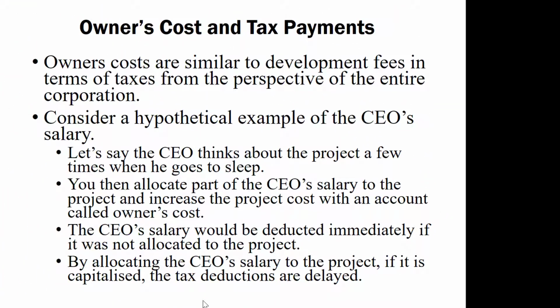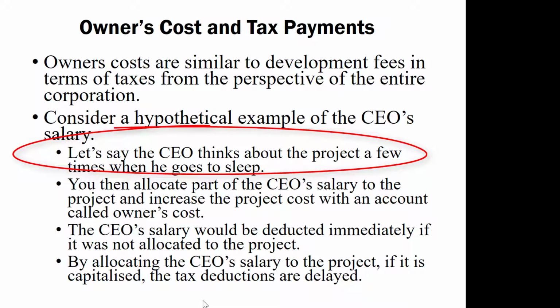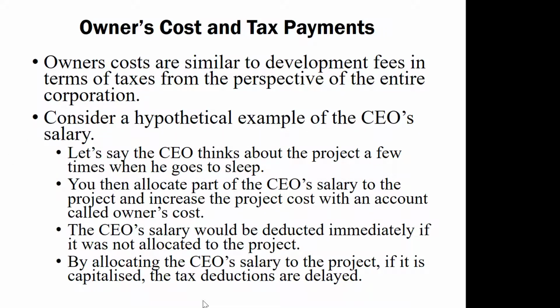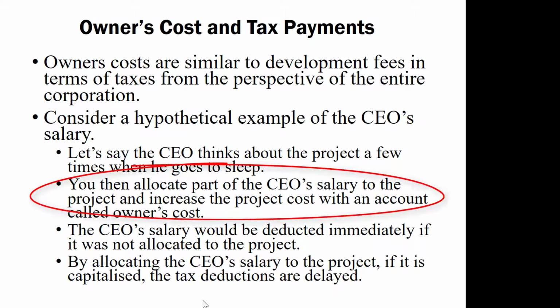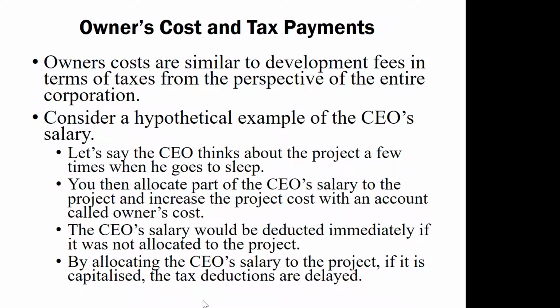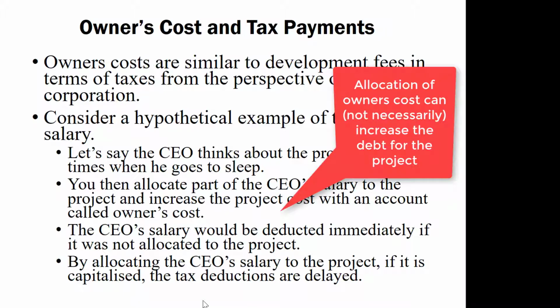So let's talk about owner's costs. Let's talk about the CEO's salary. He wakes up one day and says, I thought about this project last night. I've got 20 gazillion projects, and I thought about this one. So let's allocate half of my salary to this project. That's good because you get an increase in the project cost, and if you're using a debt to capital, you get an increase in debt. Oh, good, you've tricked everybody because you were going to pay his salary anyway. Everybody knows that.